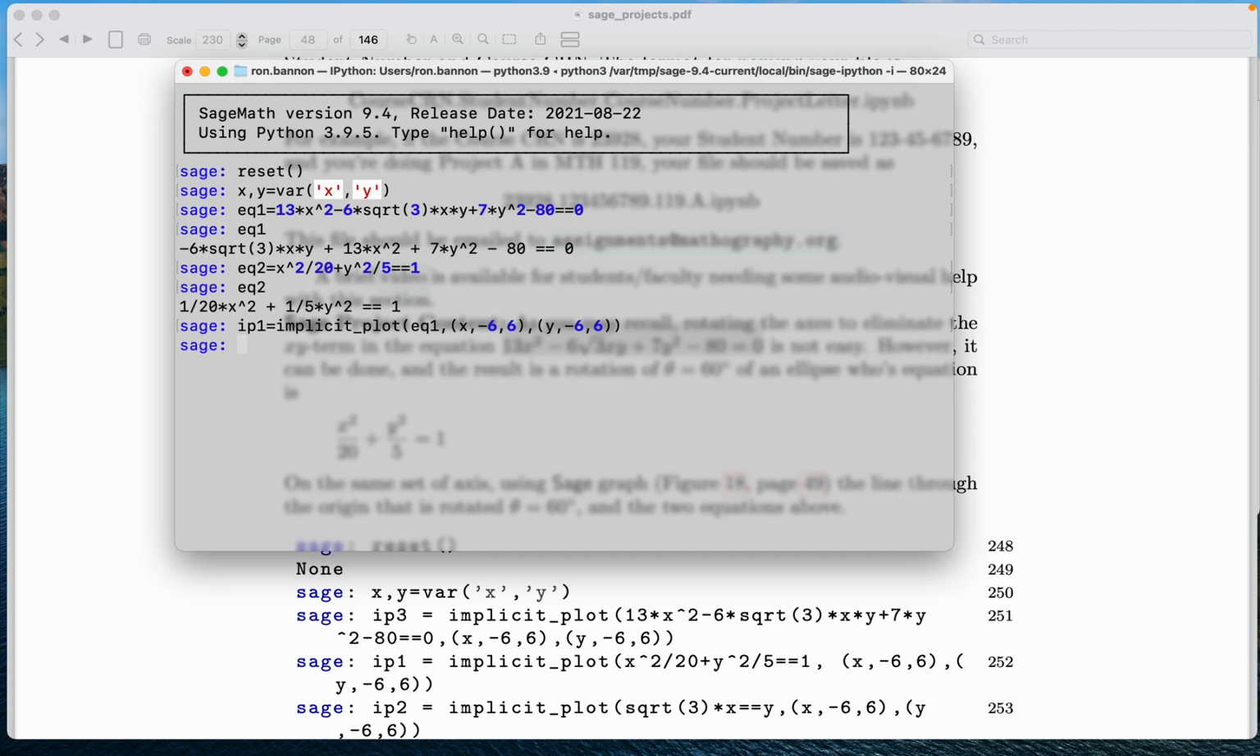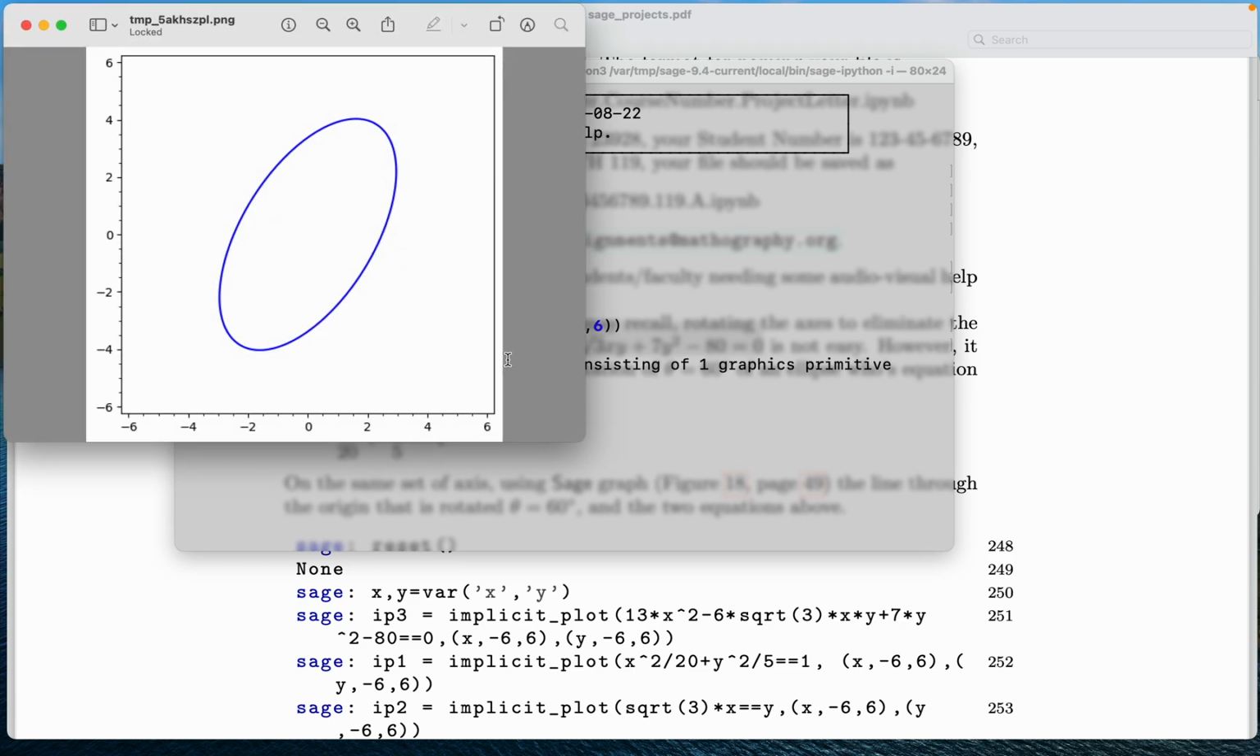Now, if I want to show that graph, let me do that for you. I'm going to do IP1.show. And you're going to see what happens. It's going to show that picture. And I see that. Now, what does that look like to me? An ellipse that's been rotated. I'm going to close that out.